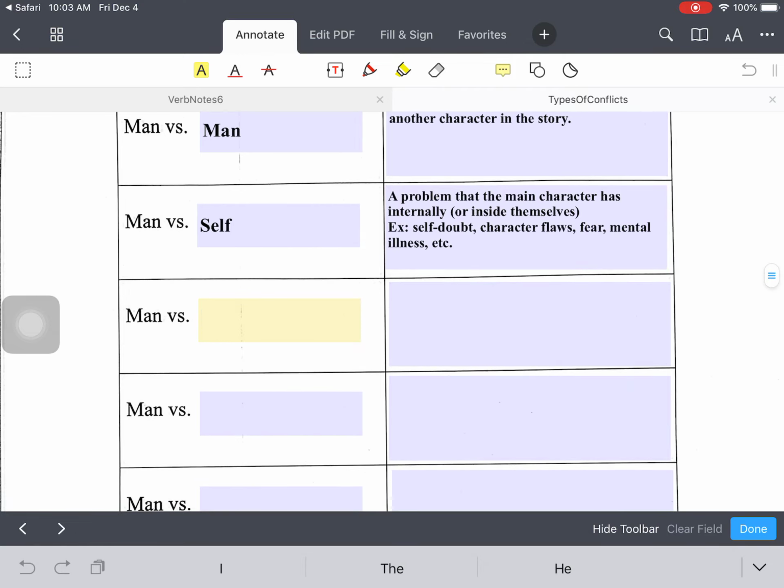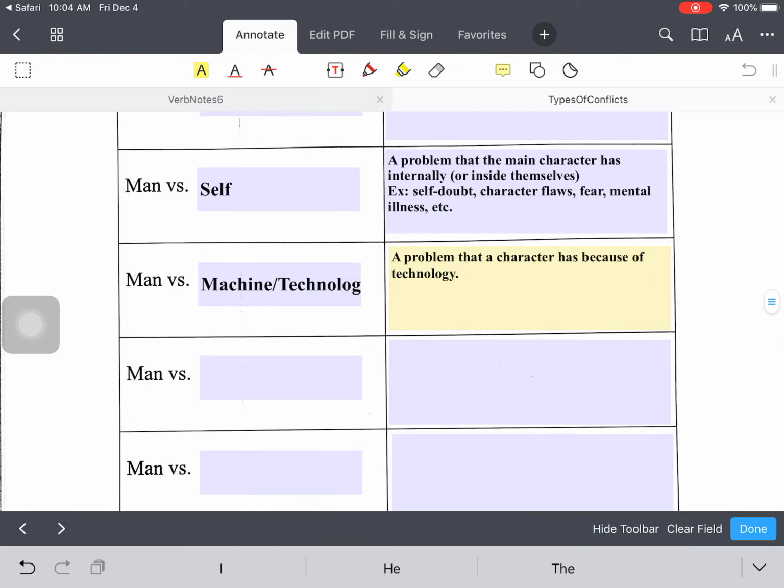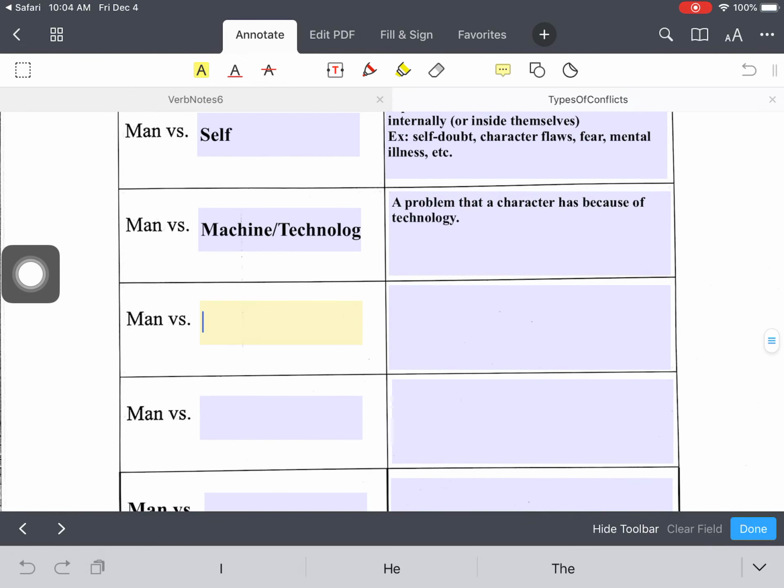The next type is man versus machine or technology. And this is a problem that a character has because of technology. So when we watch movies with artificial intelligence, so AI, so robots, those kinds of things, where the robot takes over, that would be man versus machine or technology. So that is man versus machine or technology.